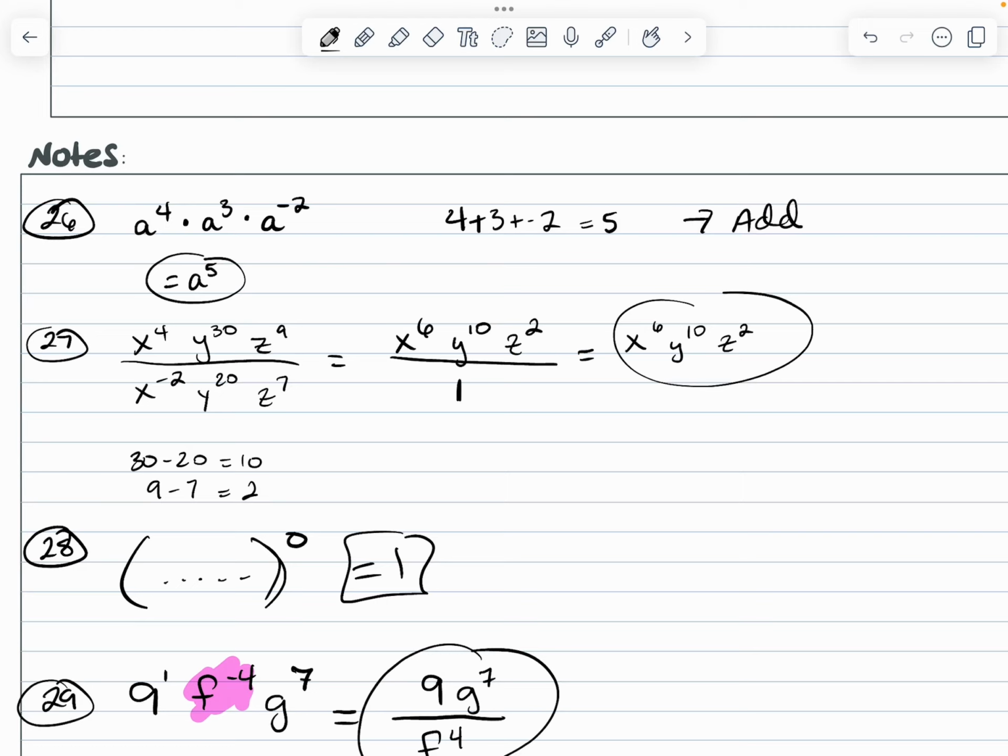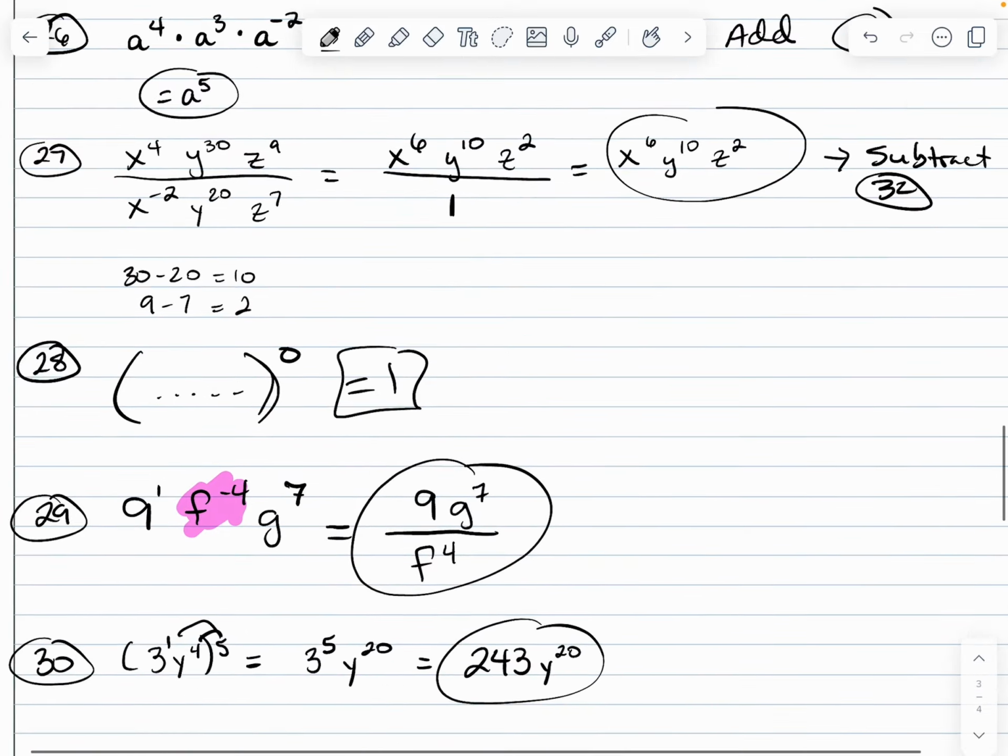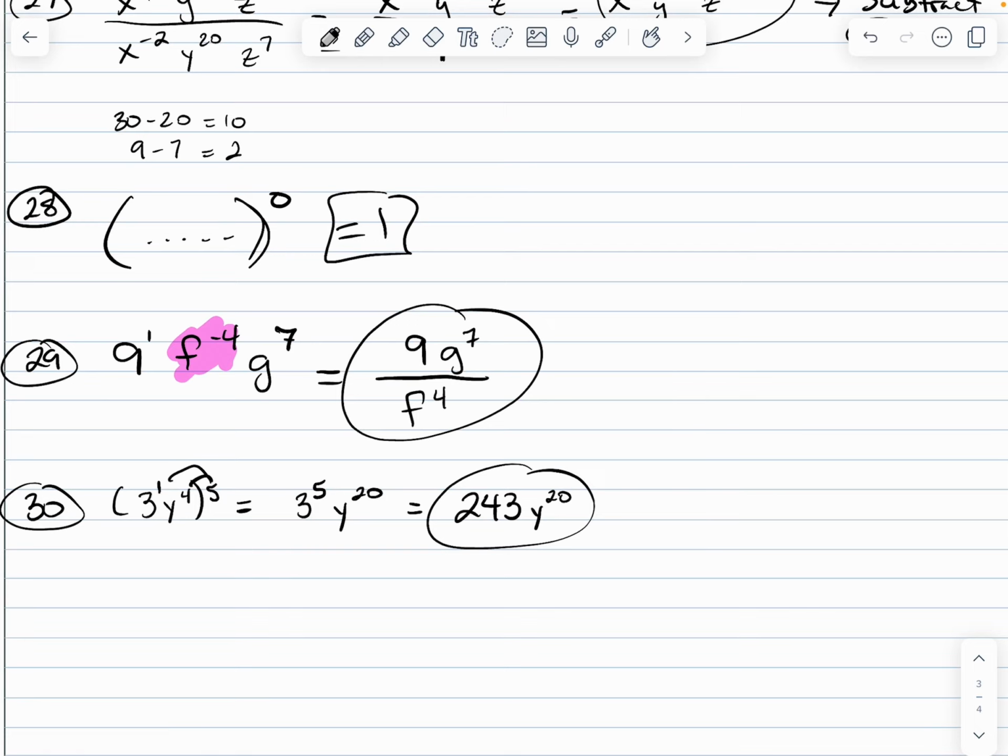So you add the exponents. So number 31 is just like 26. You add the exponents. When you divide exponents with the same base, you subtract. So 32 is just like 27. You're subtracting the exponents. When you raise an exponent to another exponent, that's what we did in number 30, you multiply. So 33 is like number 30. Okay?